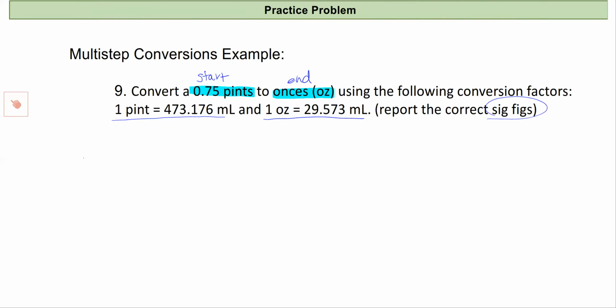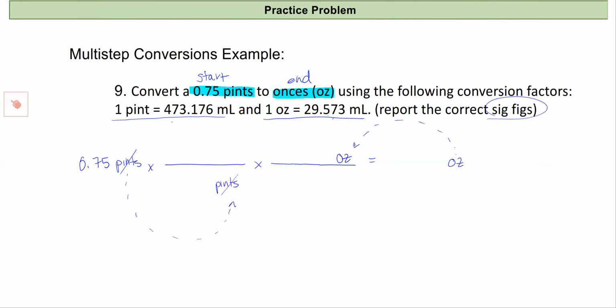So I'm going to start with my 0.75 pints. And I know I'm going to have to multiply it probably by at least 2. I can always erase and add another line if it ends up being 3 conversion factors. I want to end up in ounces. I'm immediately going to take these ounces and make them the units on the top of my last conversion factor. And I'm going to take these pints and make them the first units that I divide by in my first conversion factor down here. So that way I know that these will cancel out.